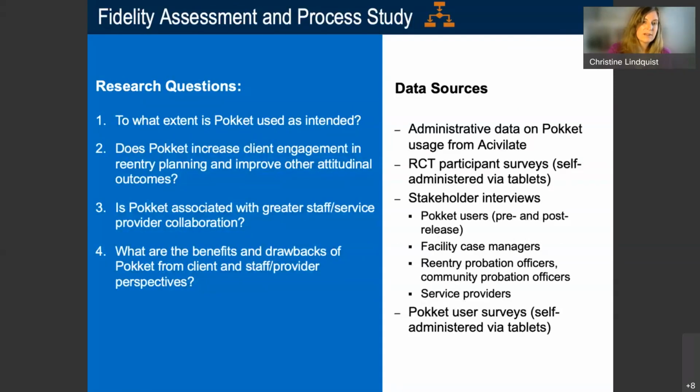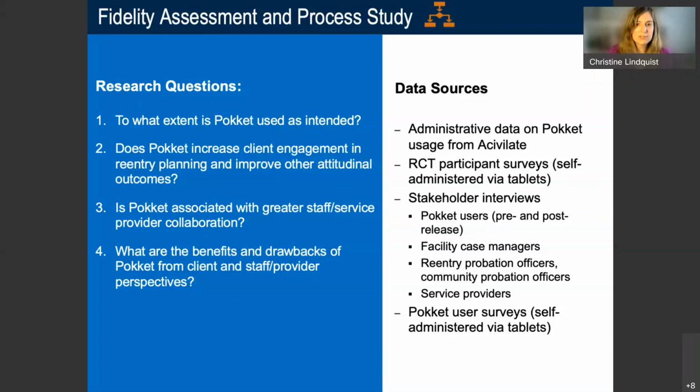So our study has first a fidelity assessment and process component where we're looking at the extent to which Pocket is used as intended. And this is both pre and post-release as well as for clients and providers who are supporting them. And then also we're looking to see whether Pocket does in fact increase client engagement in reentry planning as intended, and whether Pocket is in fact associated with greater collaboration among staff and service providers who are supporting clients. And we're also looking at what the benefits and drawbacks of the Pocket tool are from the perspective of clients as well as staff and providers.